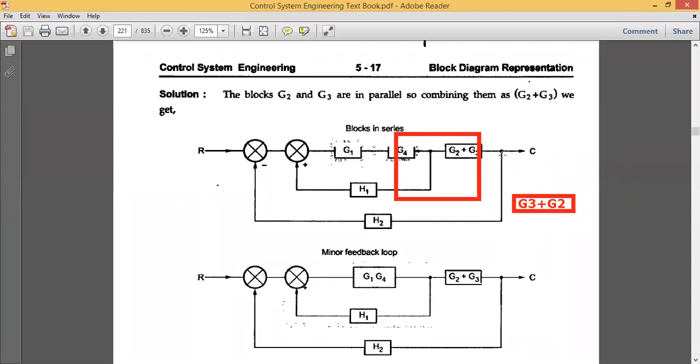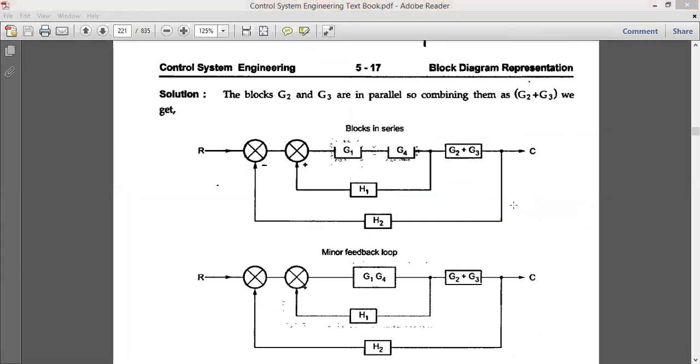Where does the summation go? Now the summation is nothing but here it is G2 plus G3, आपका summation में आ गया. So the remaining block is kept as it is. No change in the block. Fine. Then go for applying the rule again.